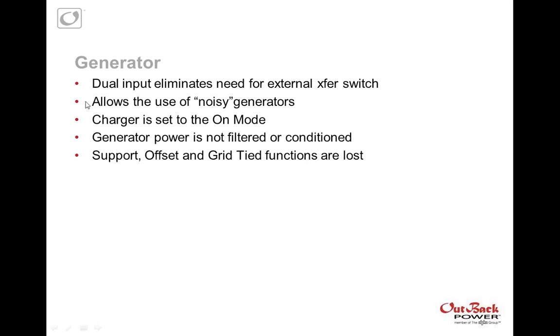Then on the gen side, we don't filter or condition the power. We just allow whatever power to go through as long as it meets the specifications of plus or minus 4 hertz, I believe it is, off of 60, and 108 to 140 volts. It meets that general kind of wide spec, and we will pass it through unfiltered and unconditioned. So this allows you to use noisy generators, if you will. A lot of loads can handle those generators fine. But the support mode and offset, which I'm going to talk about next, and grid type functions, you do lose those.